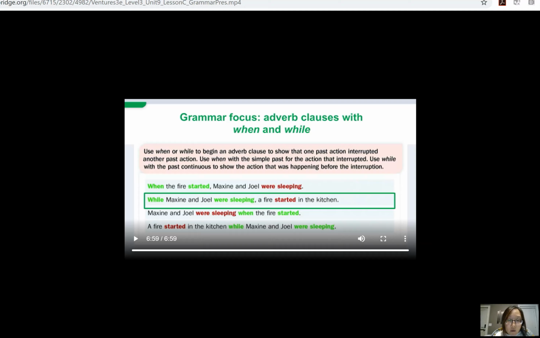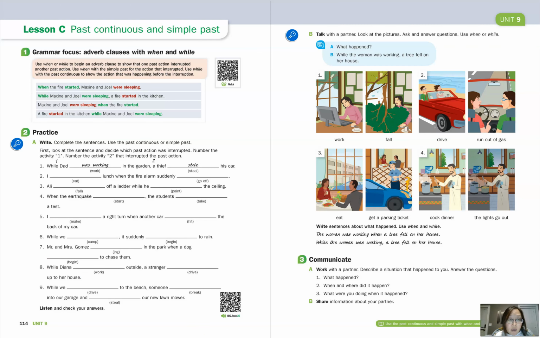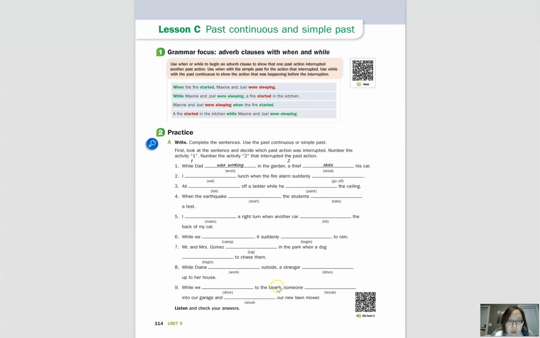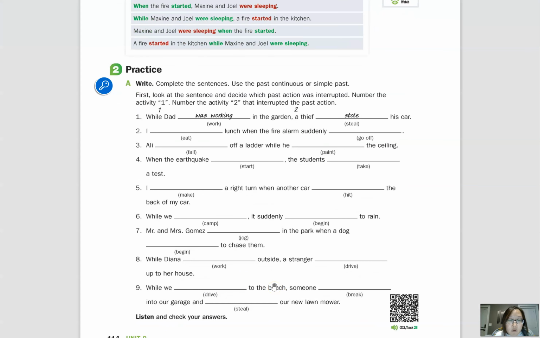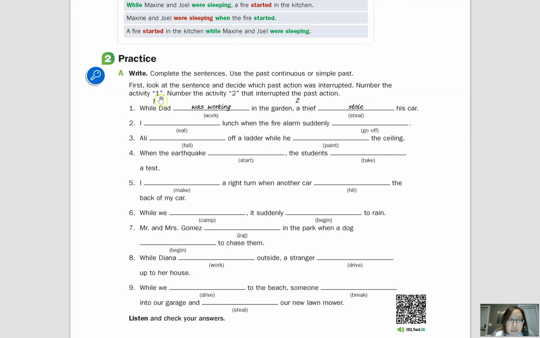Okay, so let's go back to our book and let's look at exercise 2, practice. For this activity, it says, complete the sentences. Use the past continuous or simple past. So it says, first, look at the sentence and decide which past action was interrupted.